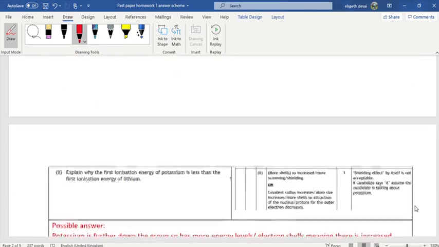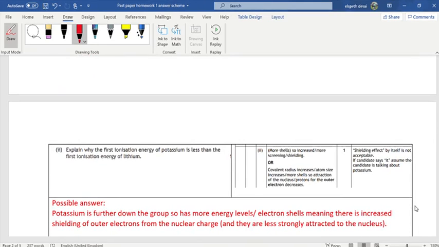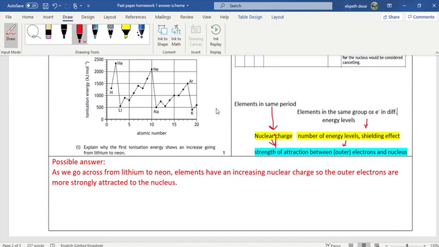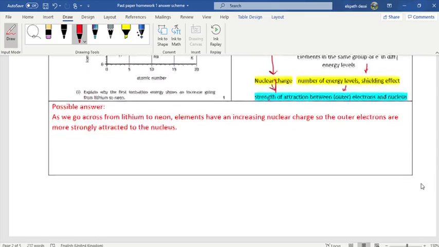Our next question then says: explain why the first ionization energy of potassium is less than the first ionization energy of lithium. This one was very well answered, and in general I think so. Potassium and lithium, we can see them here and here on the graph. We're looking at elements in the same group, so we need to talk about number of energy levels and shielding effect, and relate that to the strength of attraction between the outer electrons and the nucleus.